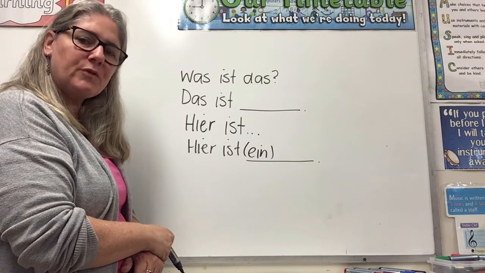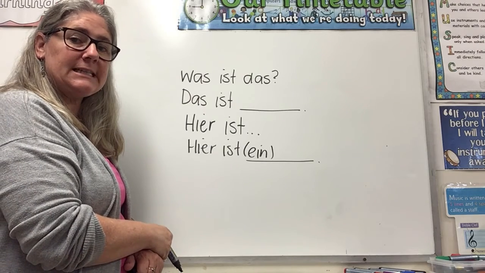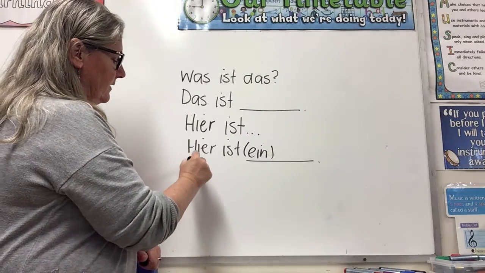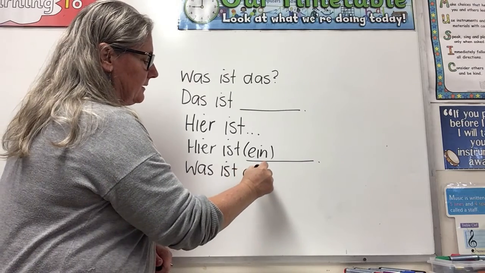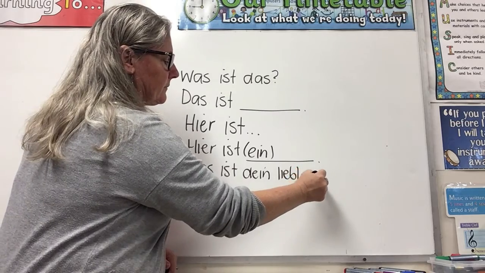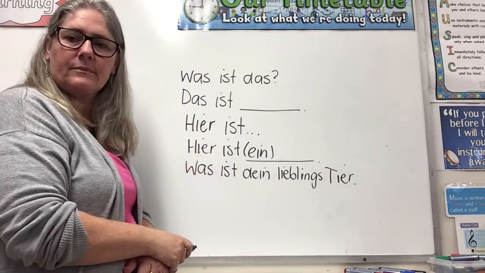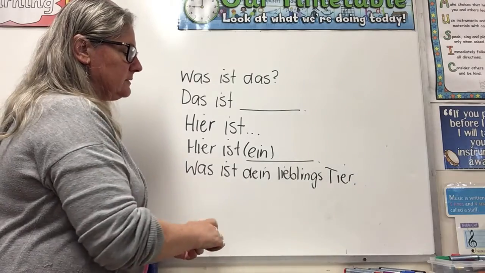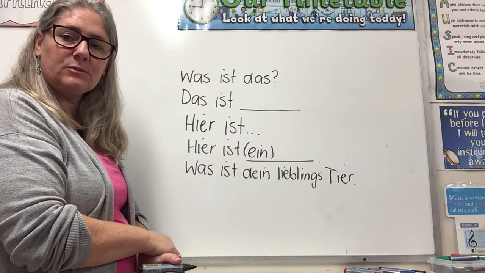Now I'm going to ask you what your favourite animal is. Now the word favourite in German is Lieblings. So let me write that question down for you. Was ist dein Lieblingstier? That stands for what is your favourite animal? Tier is an animal.